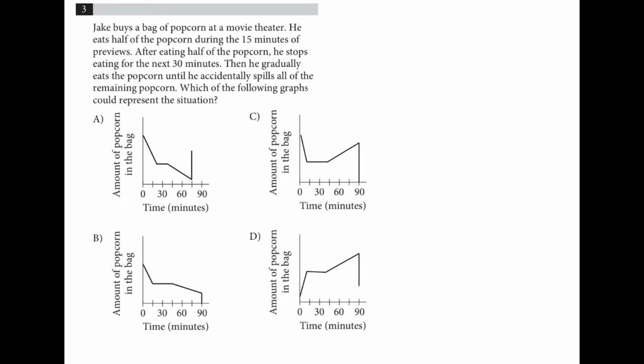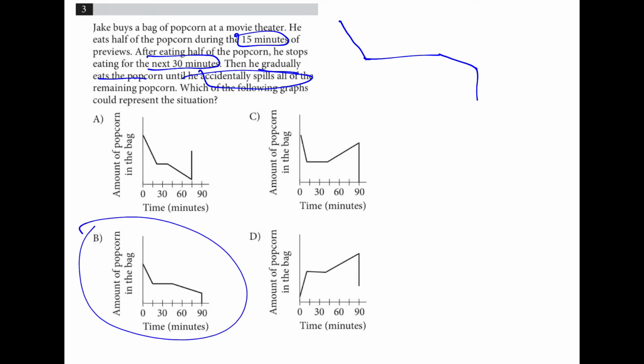Jake buys a bag of popcorn. He eats half of it during the 15-minute previews. After that, he stops for the next 30 minutes. Then he gradually eats the popcorn until he accidentally spills everything. So the shape would look like it goes down, it plateaus, it goes down, and then it drops. The only one that looks like that is B.